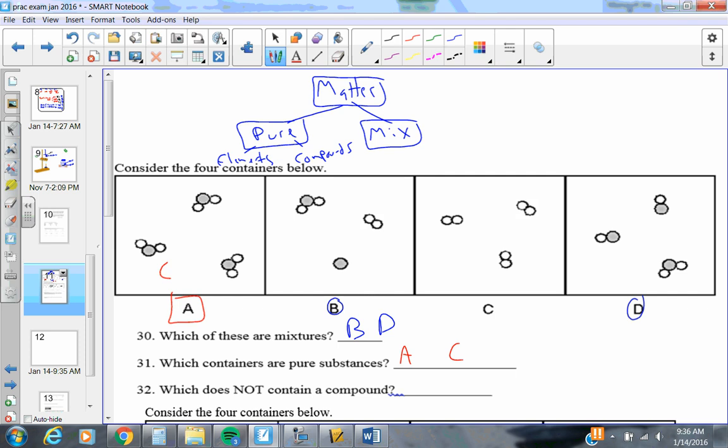A happens to be a pure compound because it's lots of different shapes tied together, though they're all the same ratio. C is a pure element. It didn't ask us that. Maybe it does. Which does not contain a compound? Well, A does. B contains a compound. D contains a compound. Letter C only contained an element.